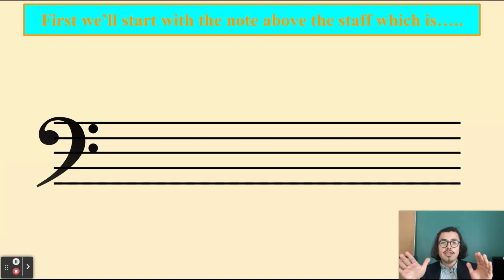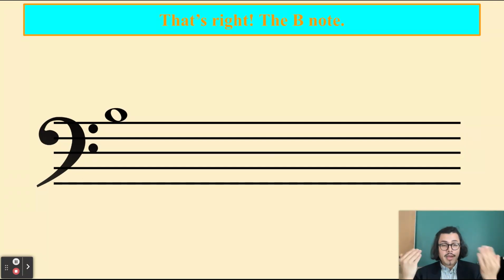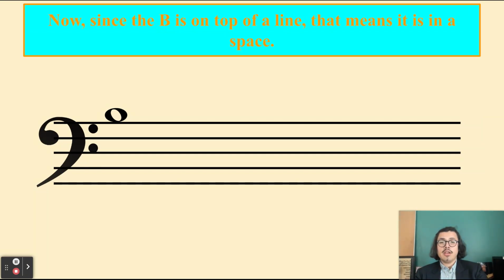We're going to start with the note above the staff, okay? So right off the bat, we're going with space notes. So this is the B note. We talked about it in previous videos, all right? Since the B is on top of a line, which is, of course, on top of the staff, that means that it is in a space. And I showed you guys why with the imaginary lines.